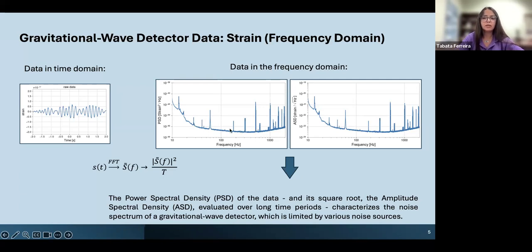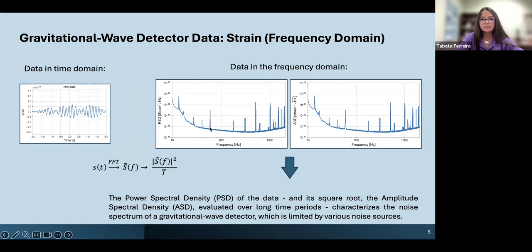It's important to highlight here that in this plot, I am analyzing a long time of data. And when we do that in a quiet time, we basically have what we call the noise spectrum of the gravitational wave detector, which is limited by different noise sources, such as fundamental sources, limited by physics, such as quantum noise, seismic noise, thermal noise. Seismic is kind of not that fundamental, but we also have some technical noise, such as 60 hertz, for example.